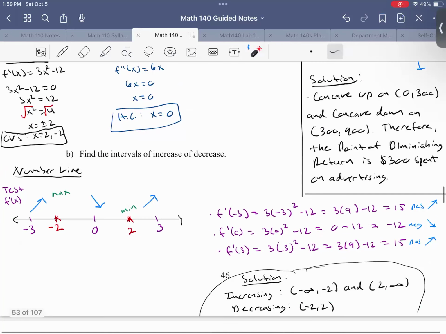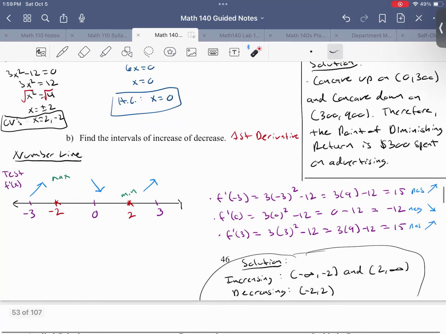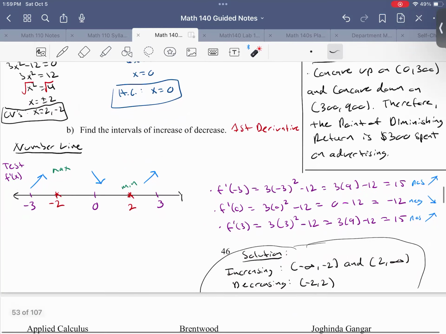So intervals of increase, decrease, right? That's the first derivative, and that's where we have to do a number line. So we're trying to find increase, decrease. You have our critical values 2 and -2. All right, put that in red there. And then you're just trying out points around it and seeing what you get, positive or negative. So if it's positive, then it's increasing, and negative, it's decreasing. Okay, and this is how we get the intervals of increase, decrease. All right, so pause the video if you need to copy this down.